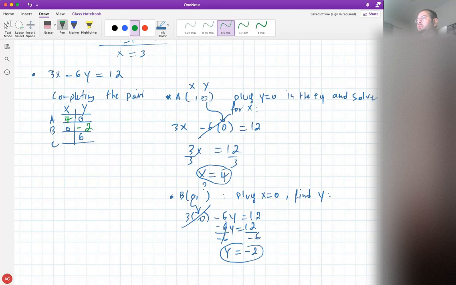Now if you plug both of these here, as we did earlier, if you want to check this, you can plug it here. You'll see actually that it worked. If you plug 3 times 4, that would be 12. If you plug 0 here, this would cancel out. 12 equals 12. You can also check the other one. So it's a complete ordered pair. If we plug this pair here, it should work.